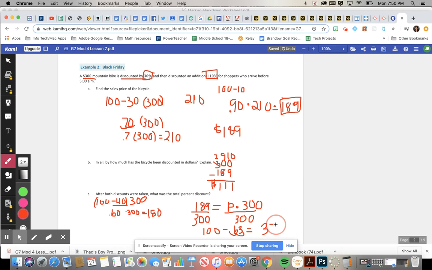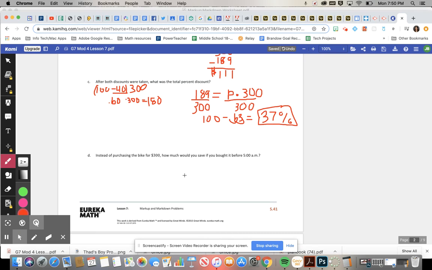So when they tell you at the store, you're getting 30% plus an additional 10%, that's not actually 40% off. That's going to be somewhere in between 30 and 40% off. And in this case, it's 37%.